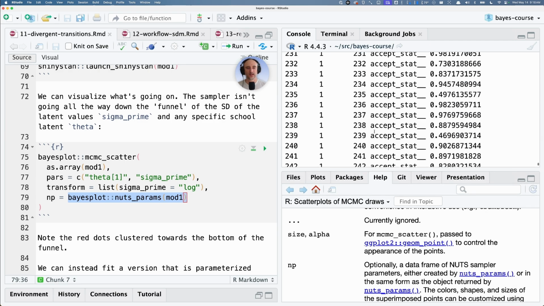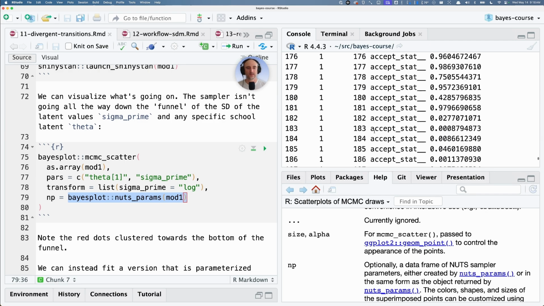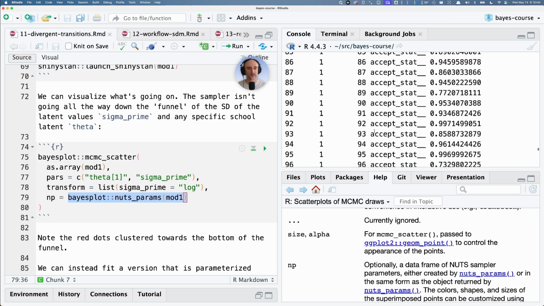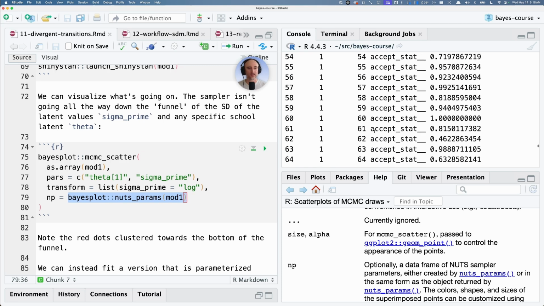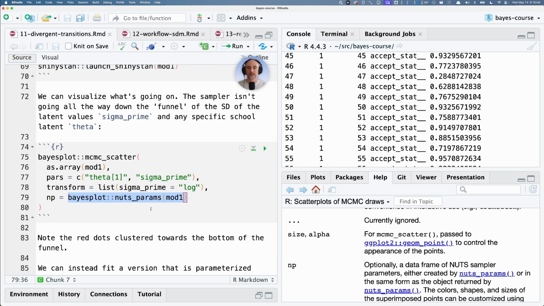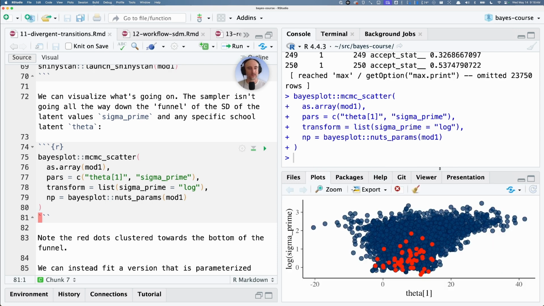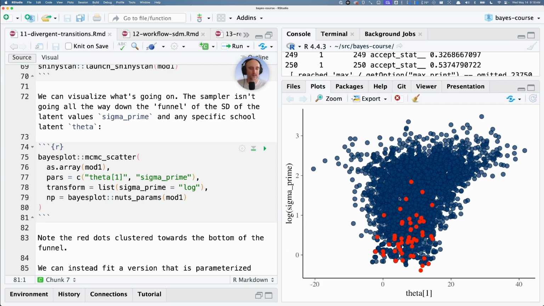This creates a data frame with statistics on the no U-turn sampler parameters that MCMC scatter grabs and colors dots by. So you can basically just copy and paste this code. But if we run that NP argument, what it's done is it's colored the dots here as divergent transitions because I passed this in.